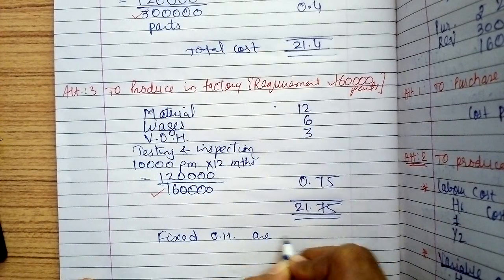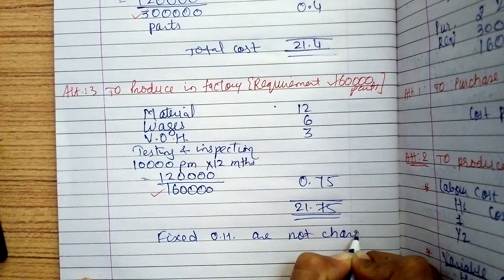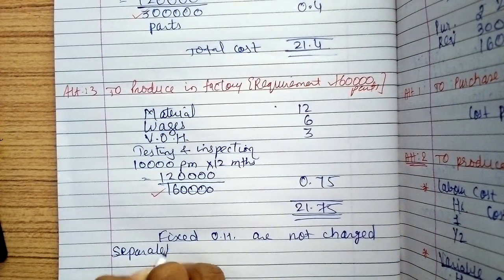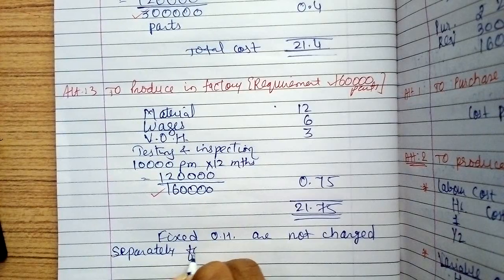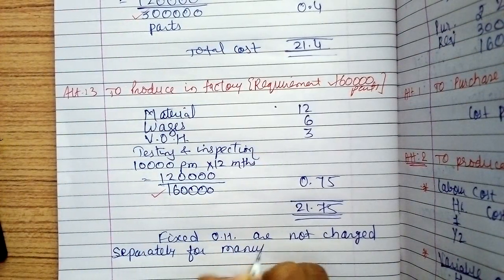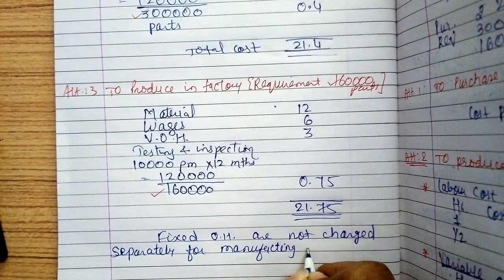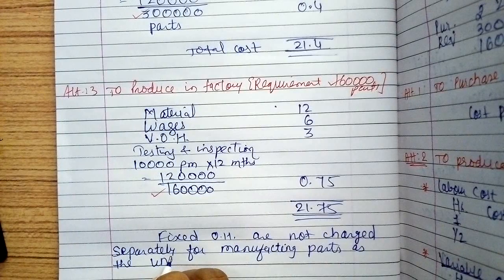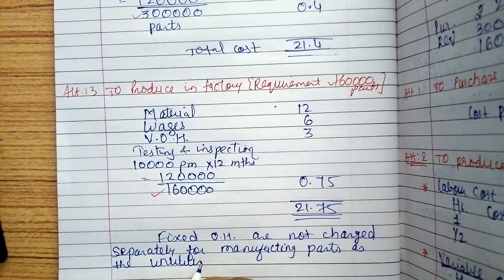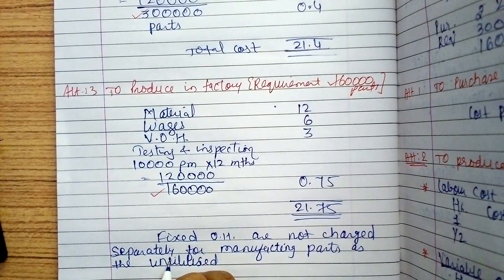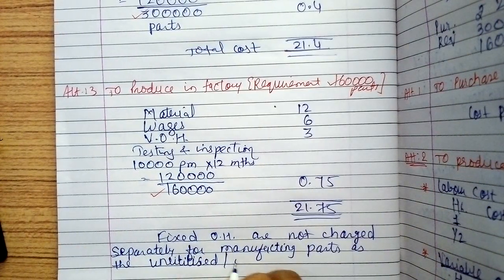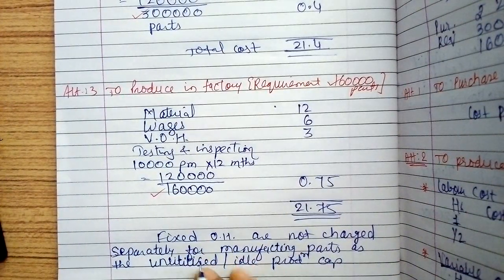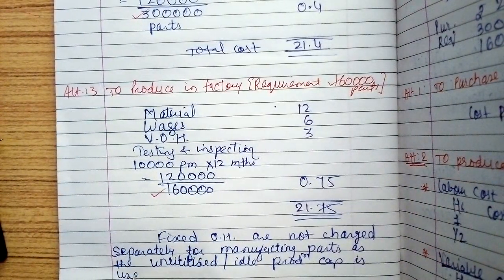Fixed overheads are not charged separately for manufacturing parts as the unutilized or idle production capacity is used.